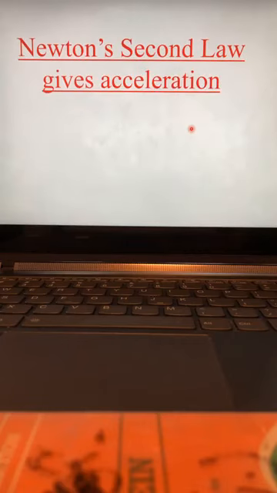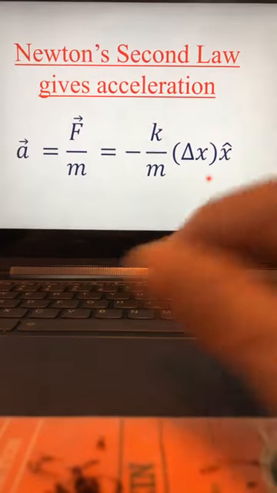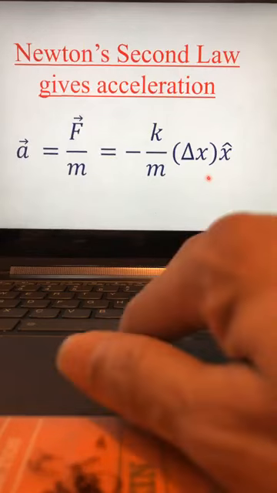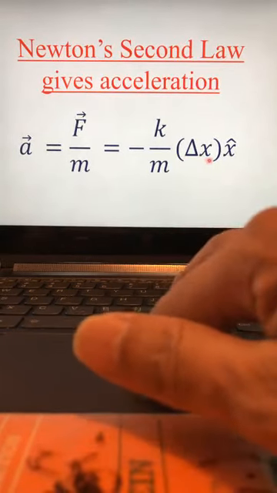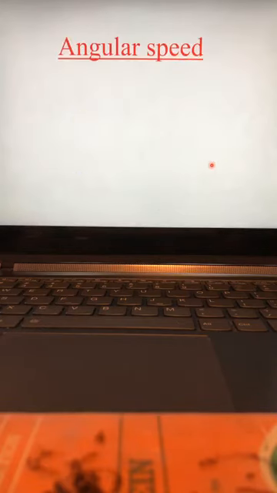So Newton's second law gives an acceleration, right? From F equal to ma, we can write acceleration as force divided by mass, and we know the force is k delta x. If you divide by the mass, that gives acceleration, right? And the minus sign tells you that acceleration is opposite to the direction of displacement, or the direction of the stretch.